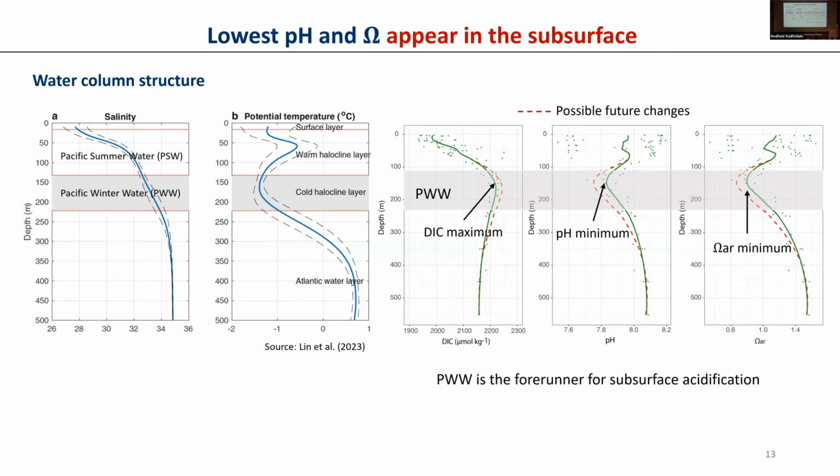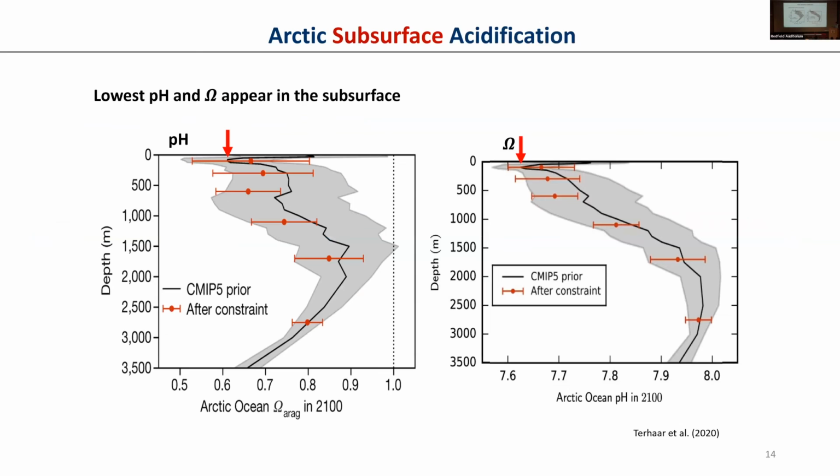We are very interested in this layer because it is always associated with a DIC maximum, pH minimum, and omega minimum. In other words, this water, Pacific winter water, is a forerunner for the subsurface ocean acidification in the Arctic. Another model also predicts the lowest pH and omega values in the future will appear at the subsurface, marked with a red arrow. And I think this is also associated with the Pacific winter water.